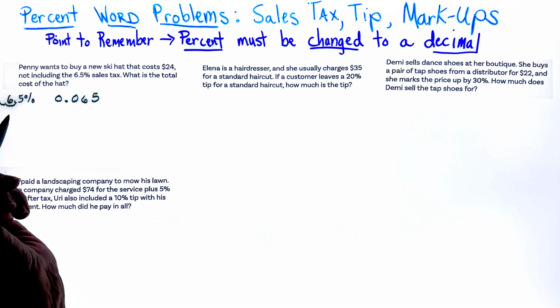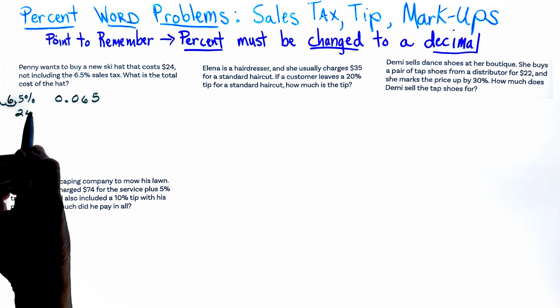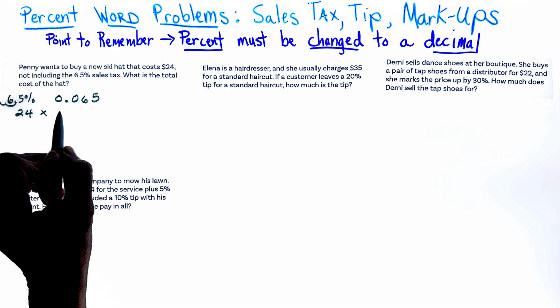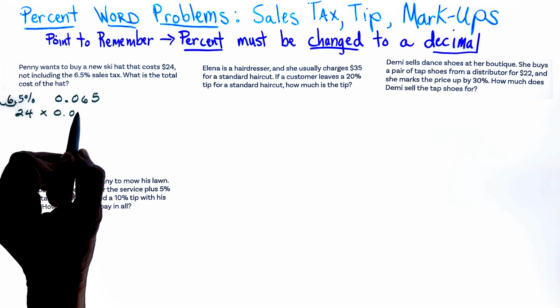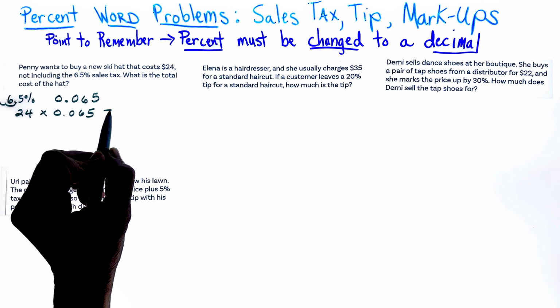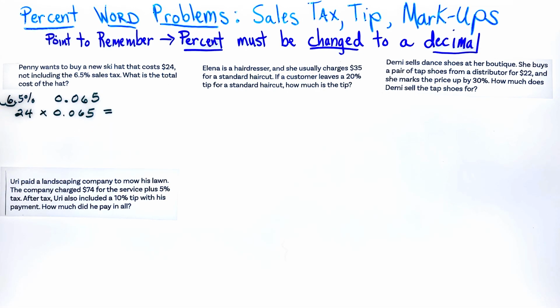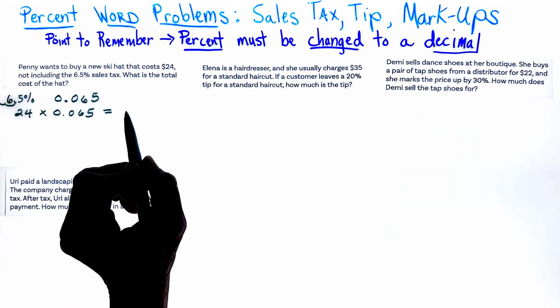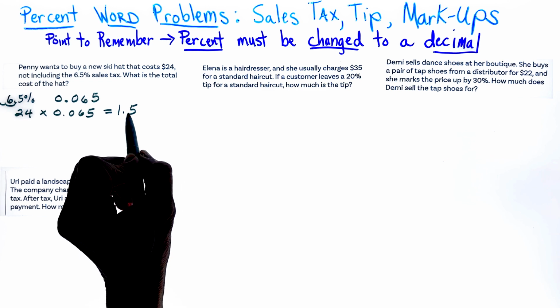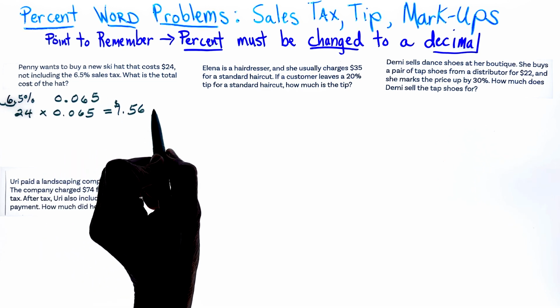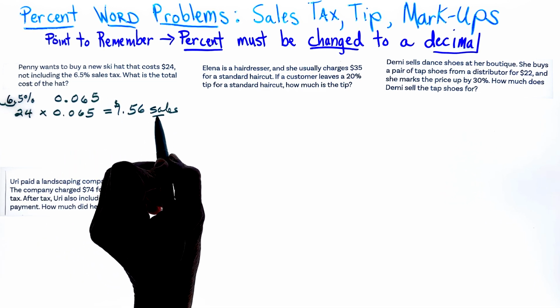0.065. And now we're going to take our $24 and we're going to multiply it by 0.065 in order to get our sales tax. And when we do that, we end up with $1.56. And there's our sales tax.